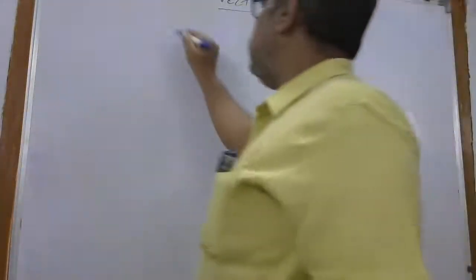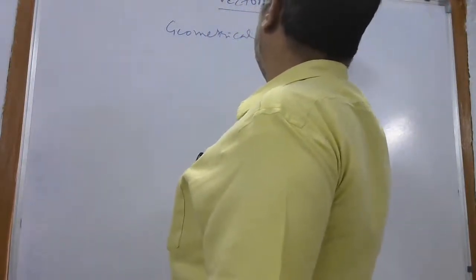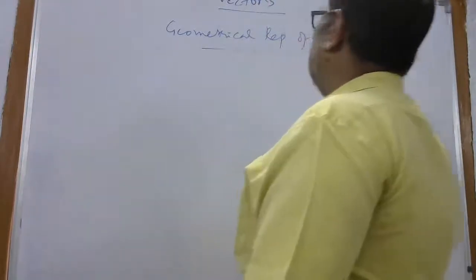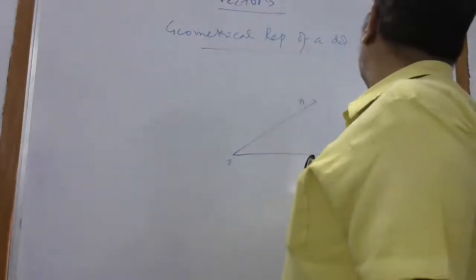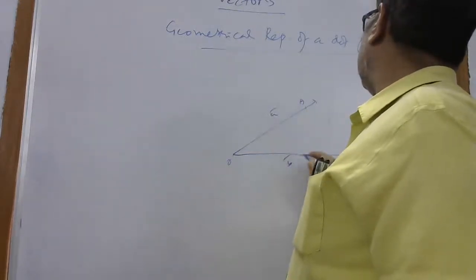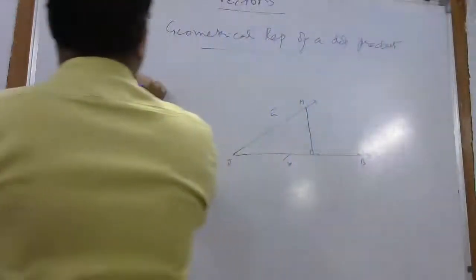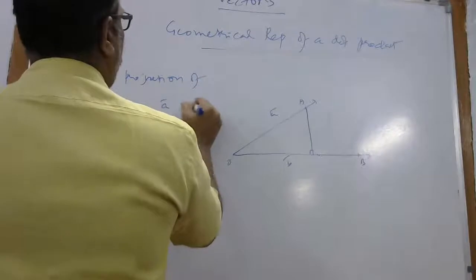Now see here, we have seen a bar dot b bar by mod a bar. We'll see the geometrical representation of a dot product. Now see here, if I take two vectors, O A and O B, this is a bar, this is b bar. Now you are taking the projection. Projection is at 90 degrees. So the projection of a bar on b bar.